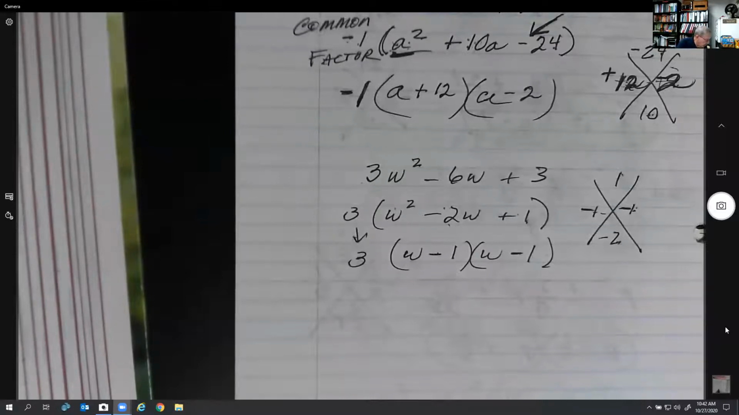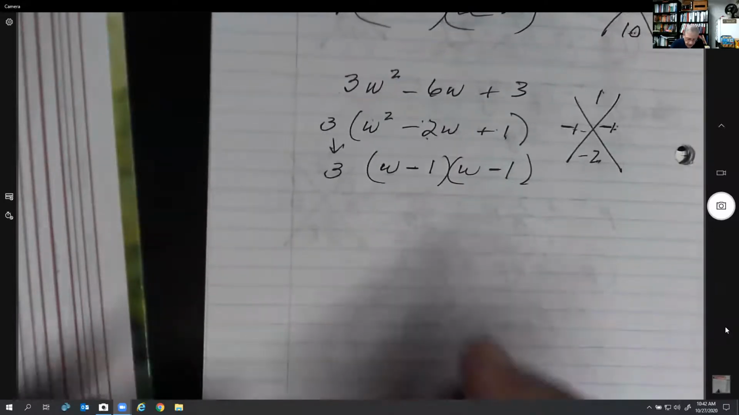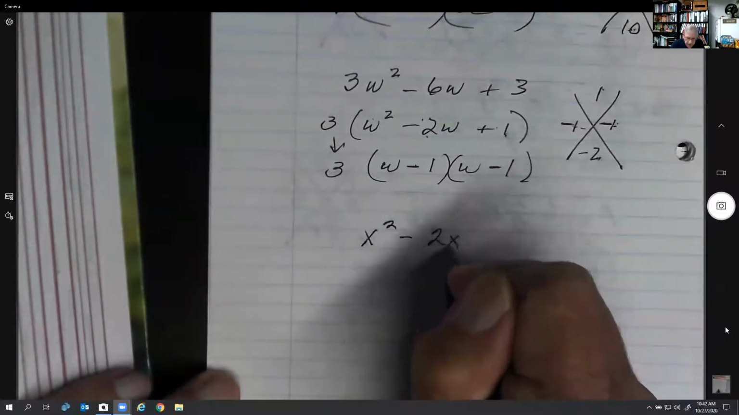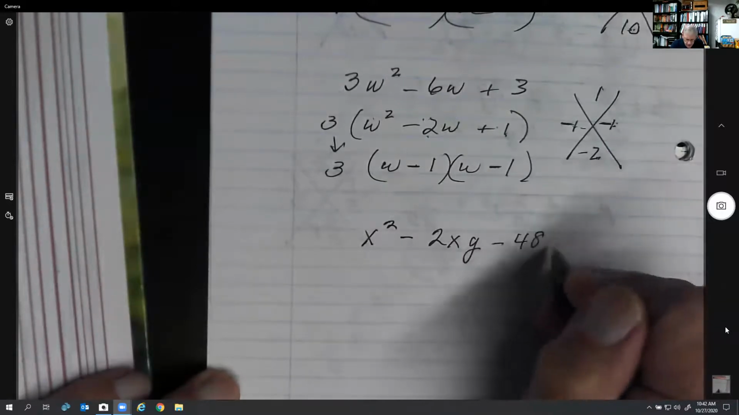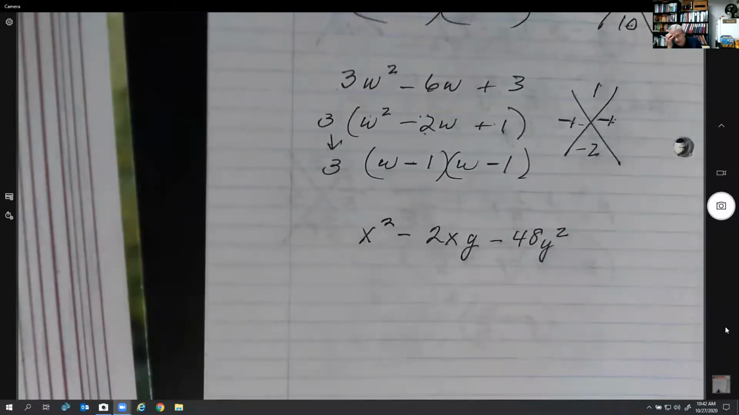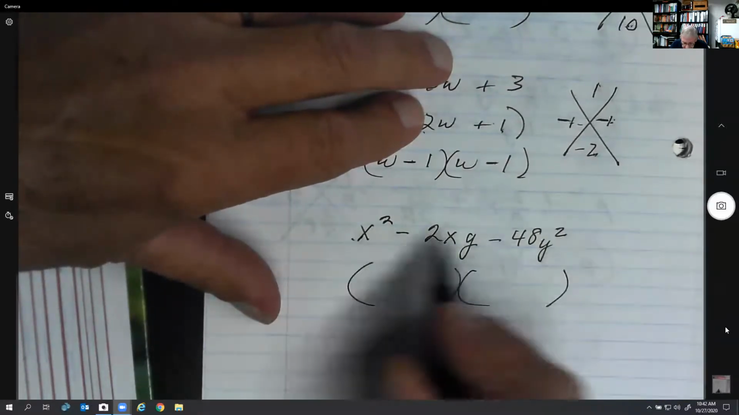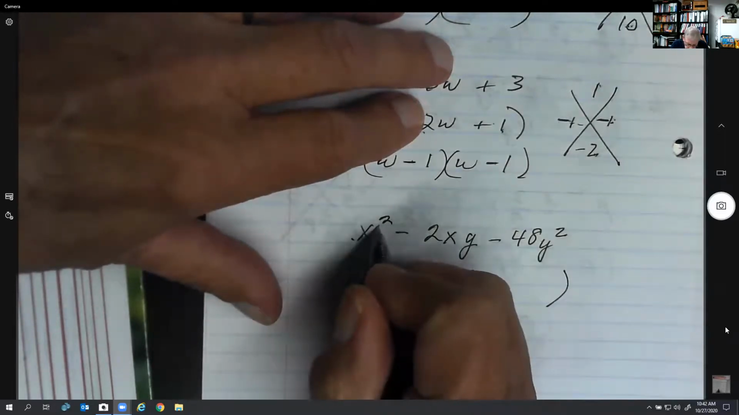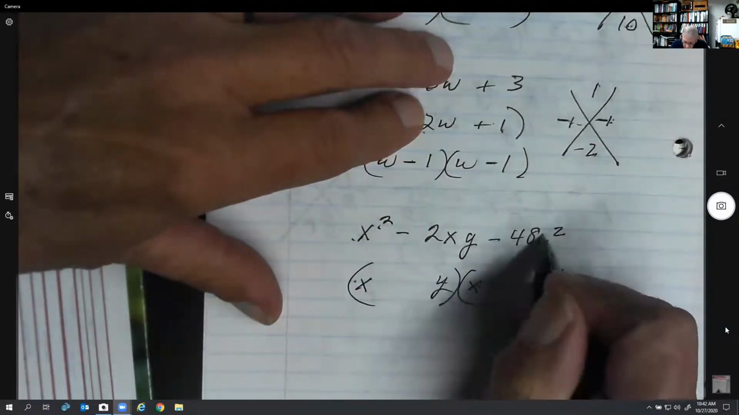So I'm going to try one more here. What if we had multiple variables? How about this one? I remember when I was taking algebra the first time, I'd see a problem like this and think, this one looks pretty tough. So what's happening here is we've got double variables going on. We've got x's and y's. So x times x gives me the x squared, and y times y will give me the y squared.